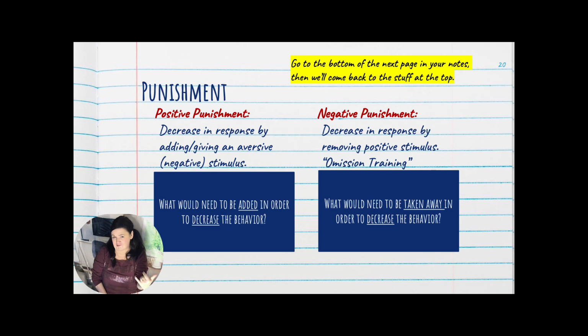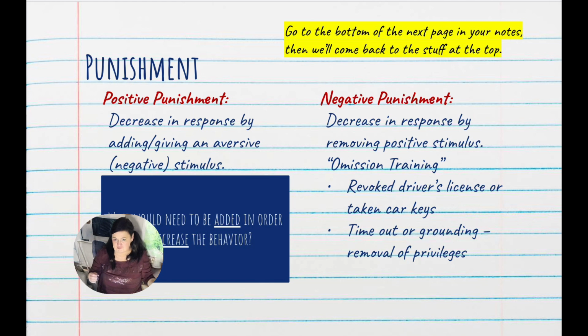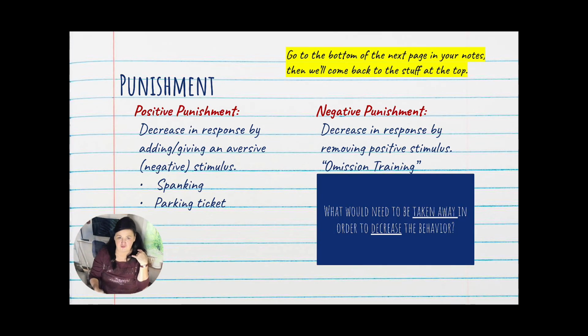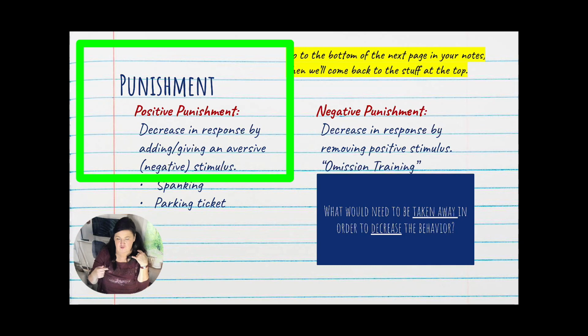So it's either stopping the behavior or decreasing it. And the same thing with positive and negative. When it comes to punishments, we're either adding something to or we're taking something away. So for positive punishment, we're adding in, or we are decreasing a response or a behavior by adding an adverse stimuli or a bad stimuli.